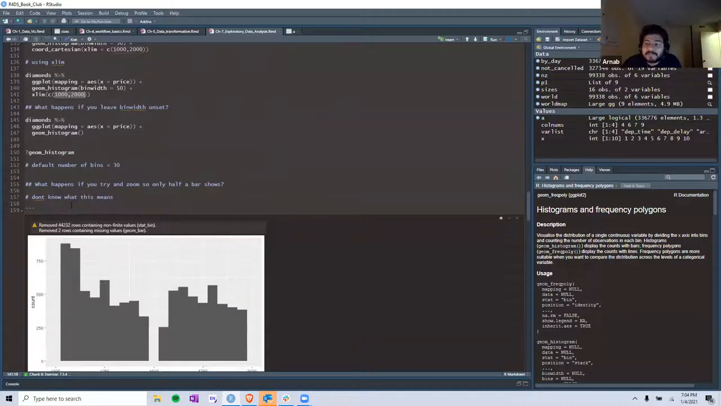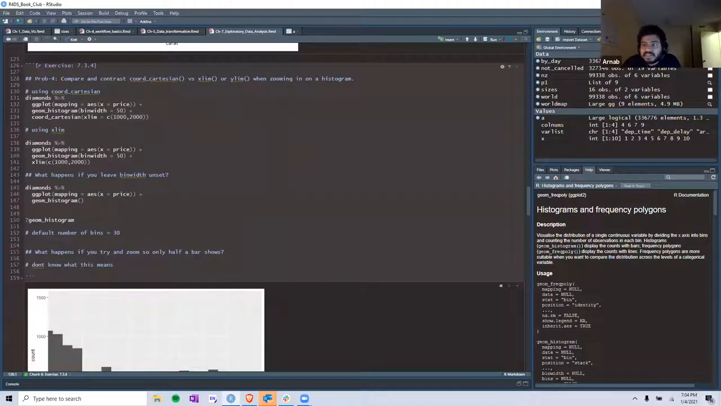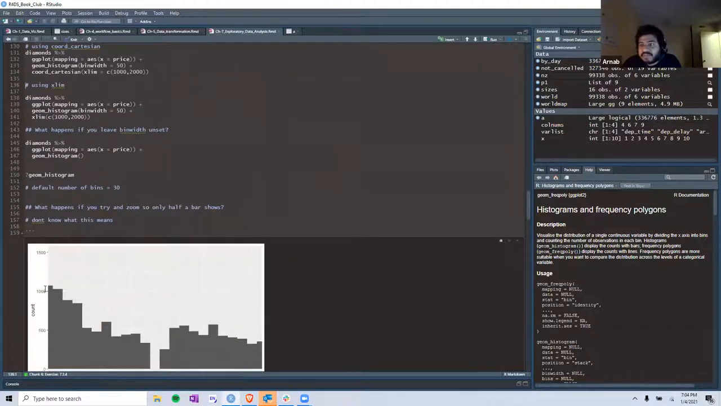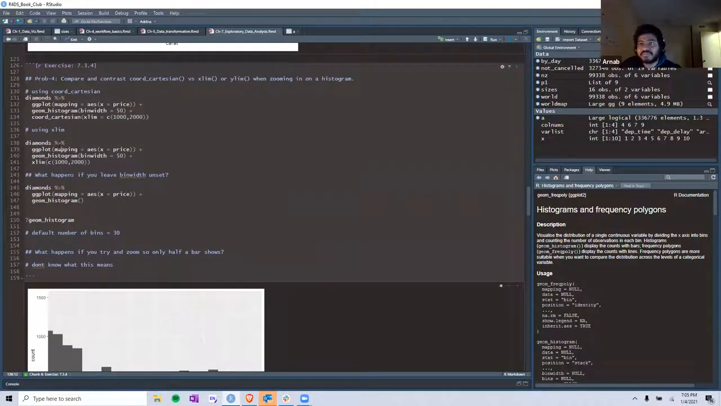And that can also be seen in the y-axis. When we used xlim, the maximum value for the y-axis is 750. However, when we used the Cartesian coordinate, the highest value was a little more than 1,000, which means it's retaining all the values. It's just not showing everything on our plot, only the 1,000 to 2,000 range, but not removing anything. Whereas when we used xlim, it's actually removing cases and reporting only the values whose x-axis value falls within our range.